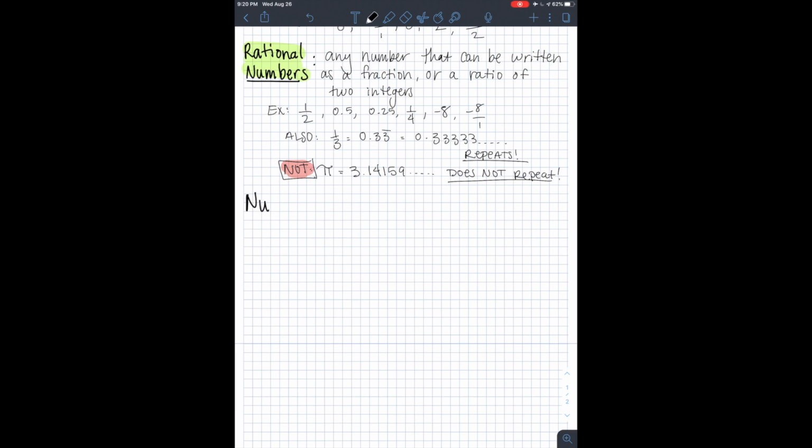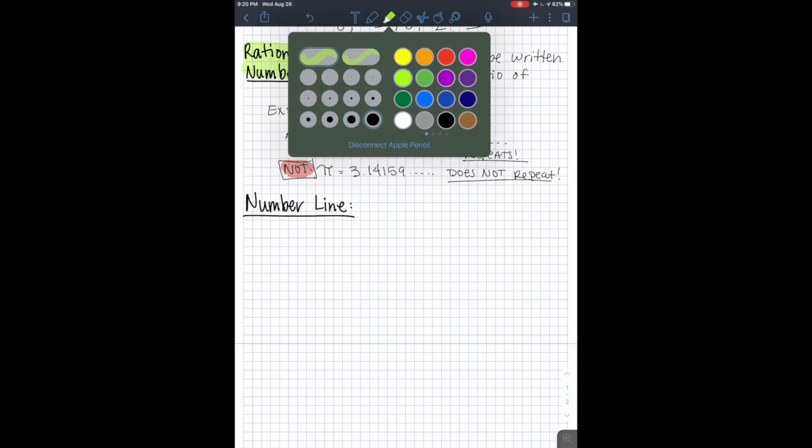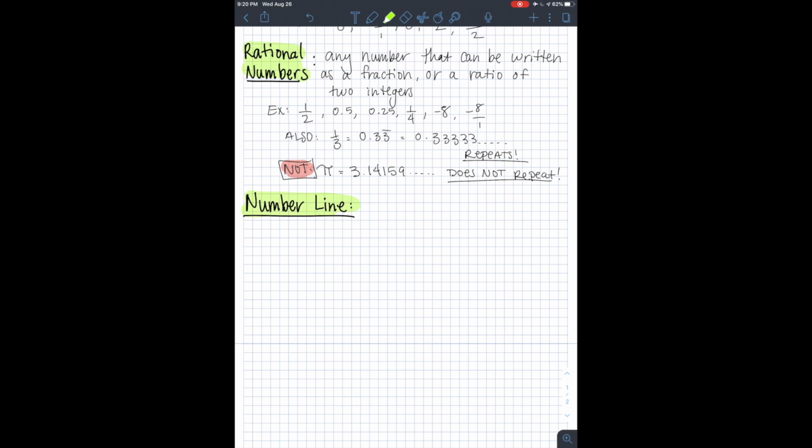The next key term we're going to define is number line. We're going to be using number lines a lot right now. So most of you have seen a number line before. This is really not anything new.